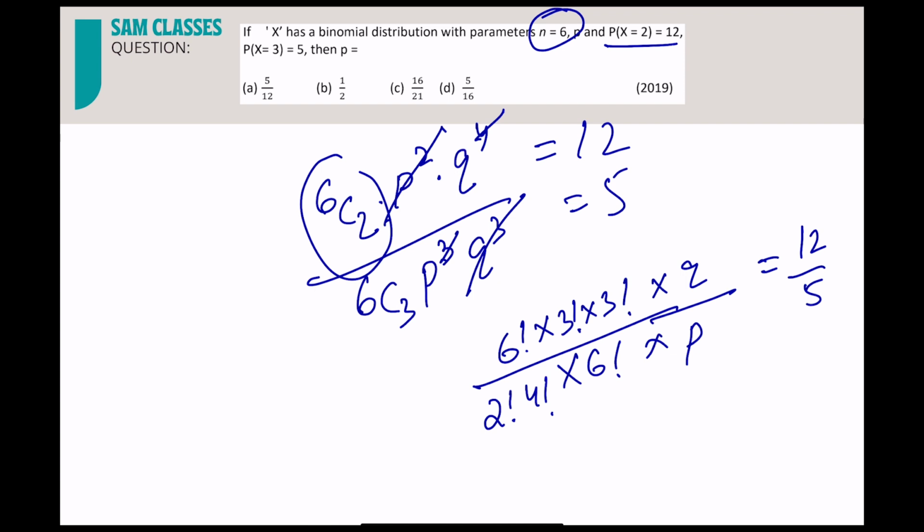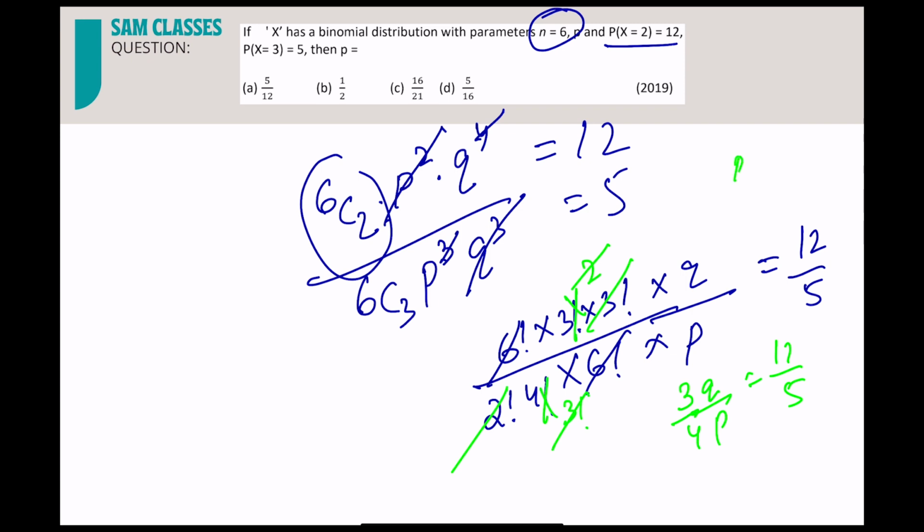So 6 and 6 are gone again. 4 factorial we can write as 4 into 3 factorial, so this is gone. 3 factorial is 3 into 2, so this and this are gone. So we got 3 by 4 into q by p is equal to 12 by 5. Now what else can we do?